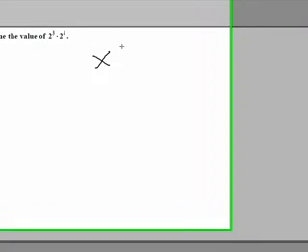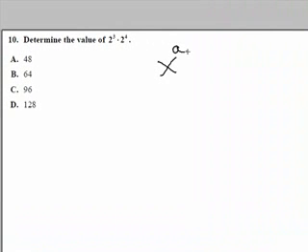And number 10, rules of exponents again. If you're multiplying with like bases, the rule says keep the base the same and add the exponents. With that rule, you should be able to find out what the answer to number 10 is.